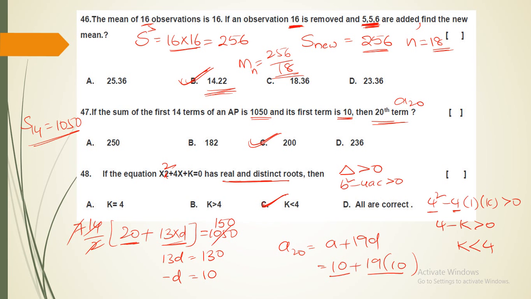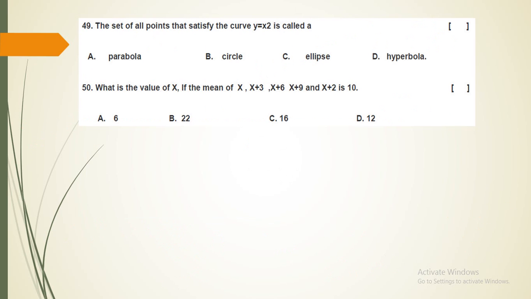Right? Next, moving on to more questions. The set of points which satisfy y is equal to x square. So this is y is equal to x square. X square means which type of polynomial? It is a quadratic polynomial, so its graph will be a parabola.